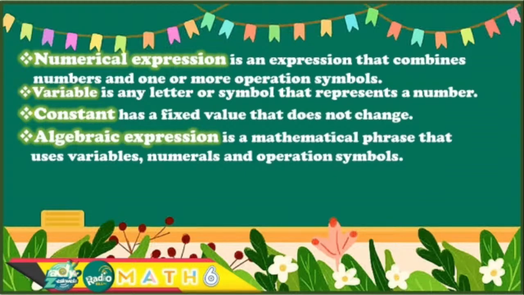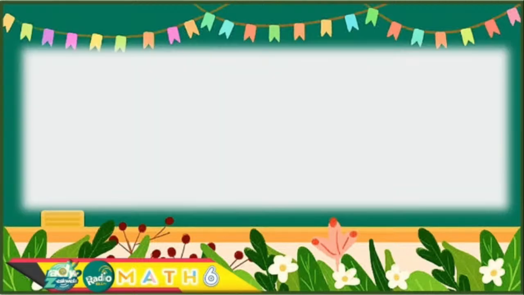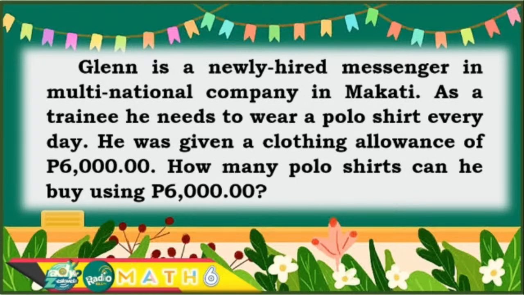Algebraic expression is a mathematical phrase that uses variables, numerals, and operation symbols. Algebraic equation is a mathematical sentence with an equal sign which shows that two expressions on either side are equal. Now, try to consider this problem.